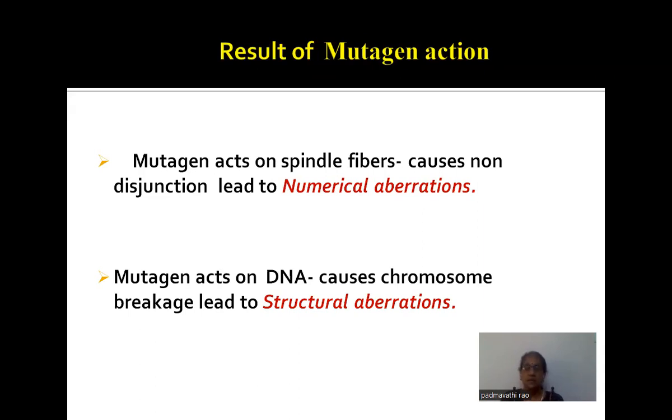Generally, in any living organism, the total number of chromosomes is specific. If any change occurs, the number is varied. As a result of this variation, we will get abnormality. Like that, if the mutagenic agent acts on DNA or the chromosome, it causes chromosomal breakages, which leads to structural aberrations. There is a change in the structure of the chromosome. So these two are the main components responsible for the variation in the living organism.